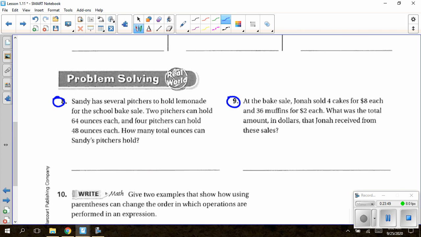Now I am going to help set up questions 8 and 9 so that way you know what expression you are going to be using to solve for these. It says for number 8, Sandy has several pitchers to hold lemonade for the school bake sale.